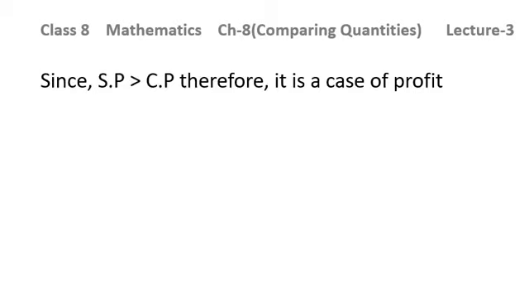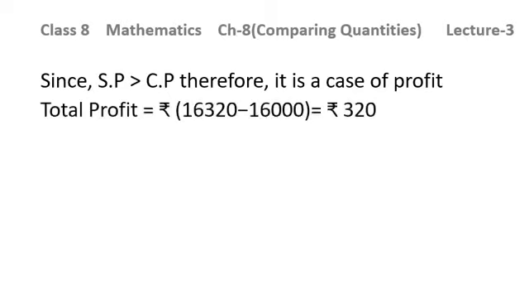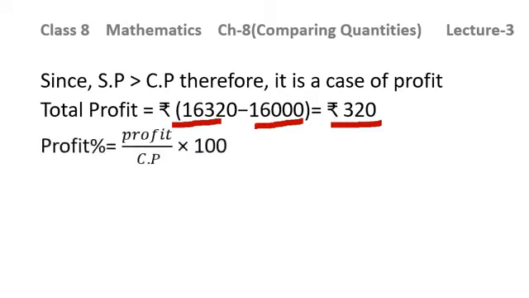So since SP is greater than CP, therefore it is a case of profit. Total profit will be calculated like this. Total SP minus total CP will give you total profit. So this is the profit that the shopkeeper has made. So profit percent will be calculated as profit over CP into 100.